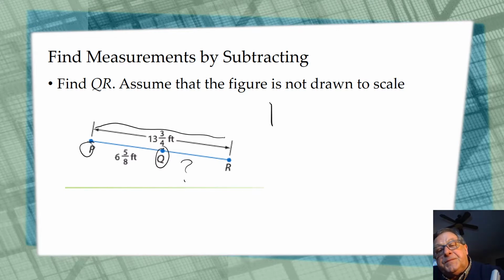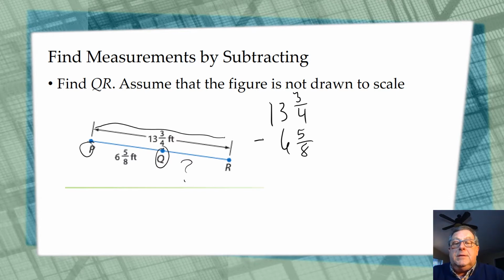So let's see. And here we also have the pleasure of dealing with the dreaded fraction. Now, in order to subtract these, I've got to have a common denominator. So let's see, 3/4 and 5/8. Well, my greatest common denominator would be 8.